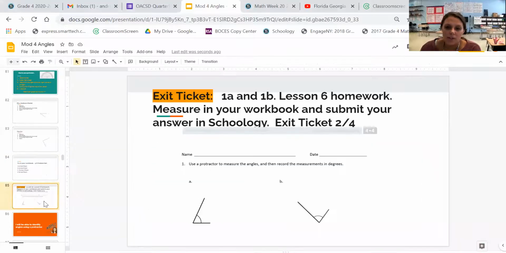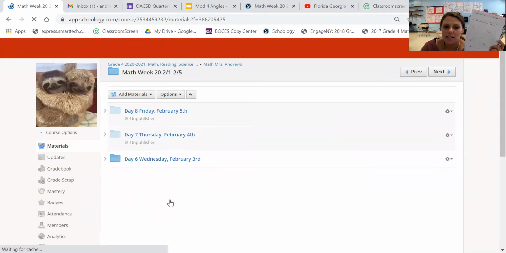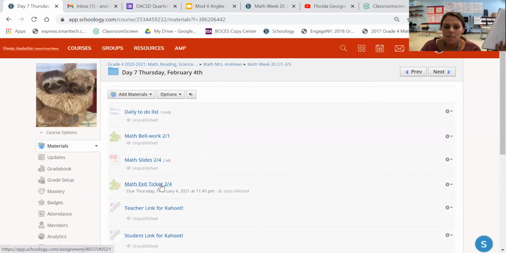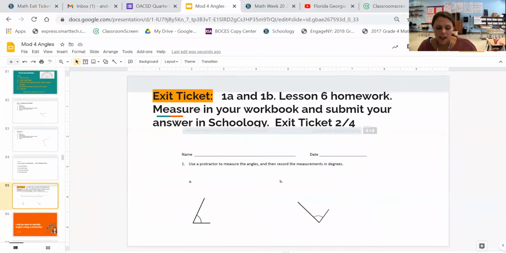Let's look at your exit ticket for today. Your exit ticket's actually in your workbook. You're going to flip it over to the homework page, 4.6 homework. And using your protractor, you're going to measure 1A and 1B. Feel free to use the steps on here if you need to. Then you can go to Schoology and write your answers in. On today's folder, there's just a place for you to put your answers in. So make sure you're putting it in 1A and 1B, okay? All right, so I'll give you time to work on your exit ticket.